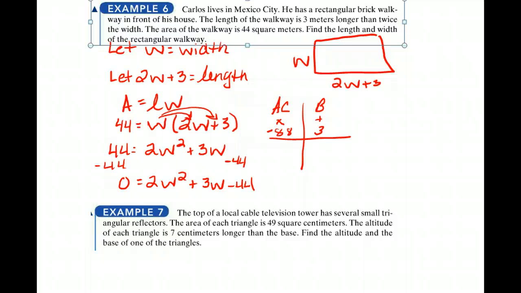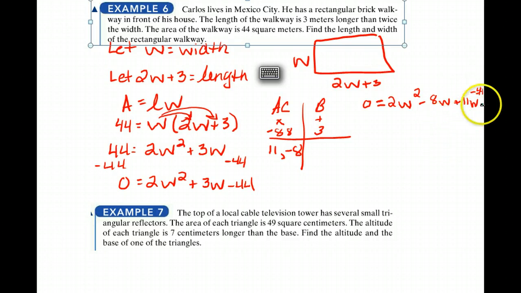Okay, by now you should have had an opportunity to complete example 6. You should have found that if we use 11 and negative 8 as our factors, that will multiply to negative 88, yet add to 3. So from there, we would want to split up our B term into 2 new terms according to the factors that we just identified. So I'm going to take 3W and split it into negative 8W plus 11W, and then bring down my negative 44.